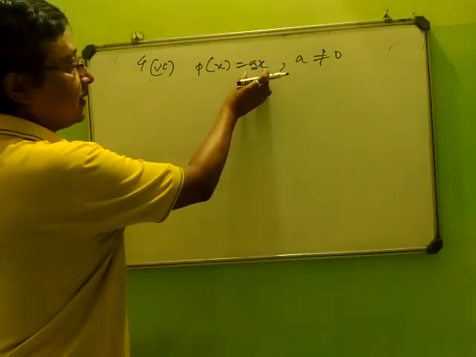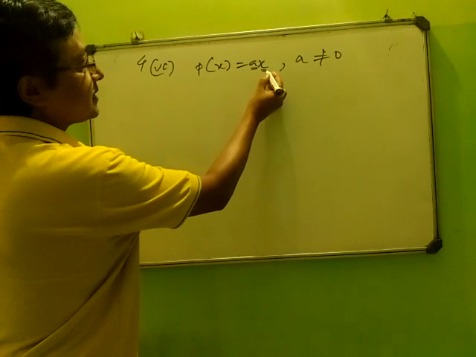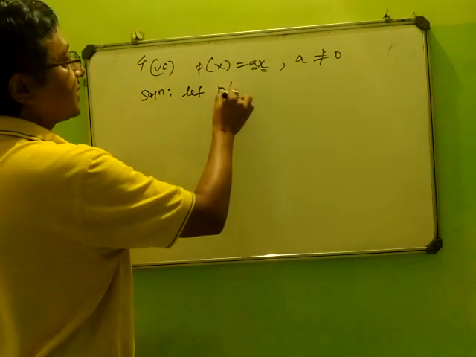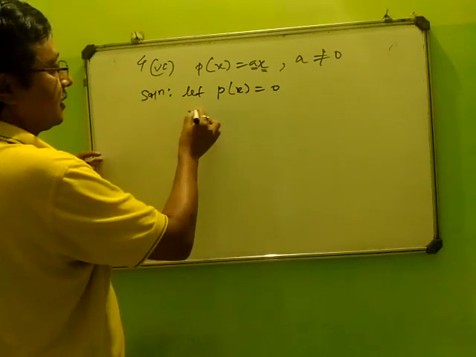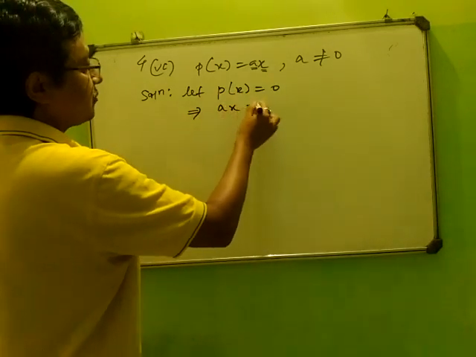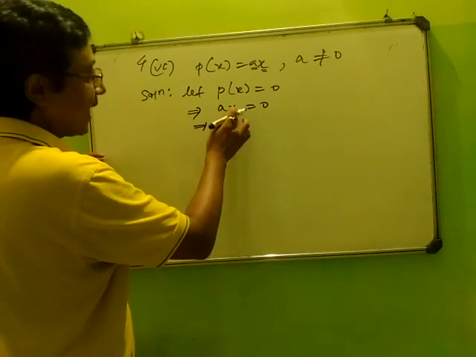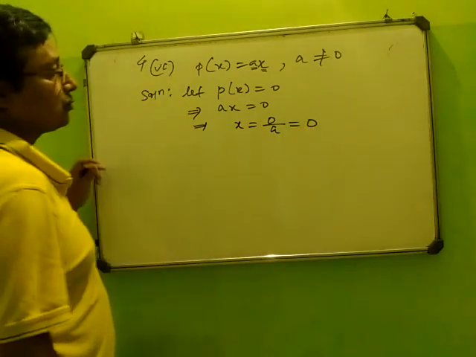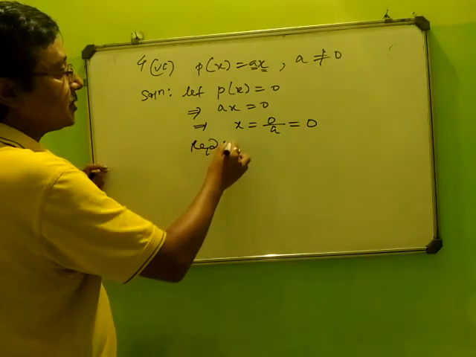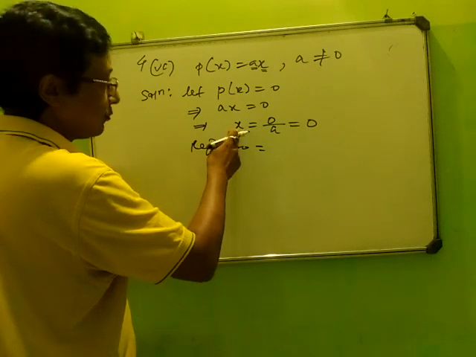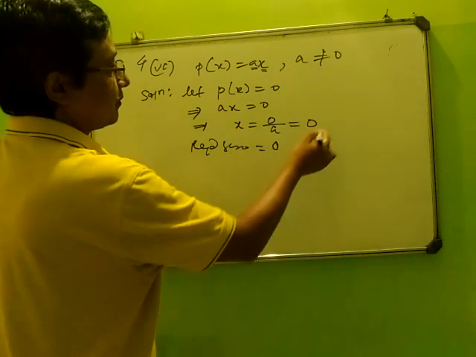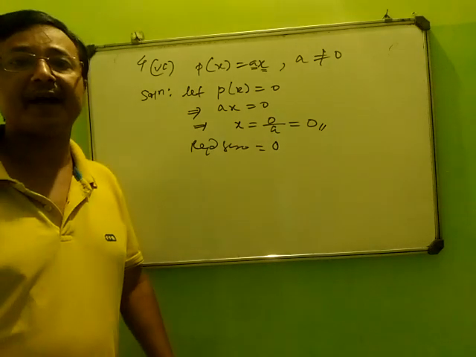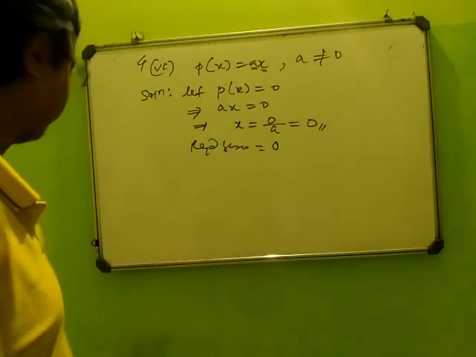Now you are to find the zero. That means you are to solve for x. Let p of x equal 0. So p of x is given as a x equals 0. Here, solve for x. So x equals 0 by a, so equals 0. So the zero is how much? The zero is the value of x. The zero is 0. That way you will do when you are asked to find the zero of the polynomial.